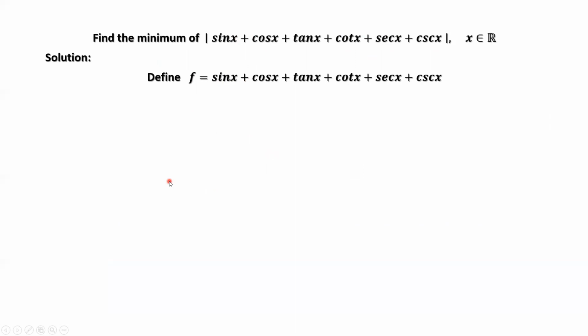In the first step, we can rewrite each function in terms of sine and cosine. Tangent equals sine over cosine. Cotangent equals cosine over sine. Secant equals 1 over cosine. Cosecant equals 1 over sine. The question is to find the minimum value of the absolute value of f, after we defined f as the inside part of the absolute value.